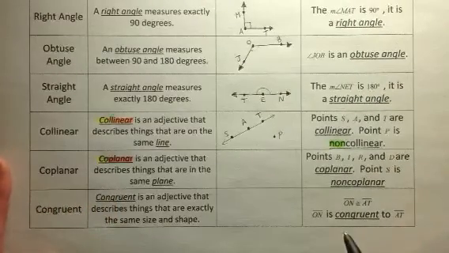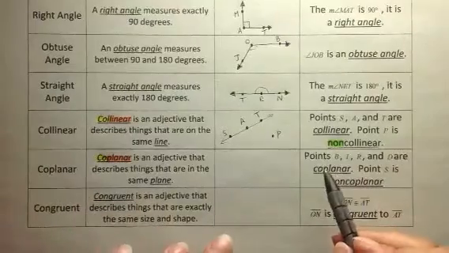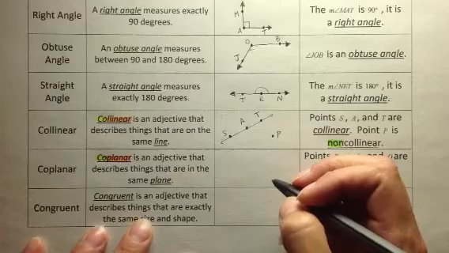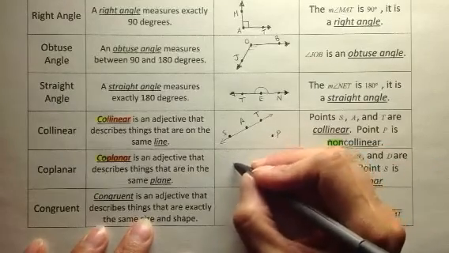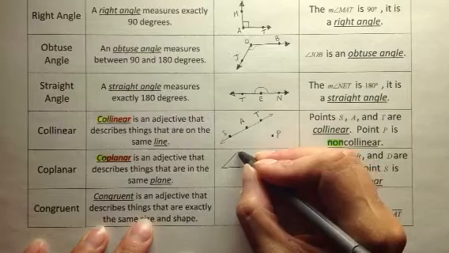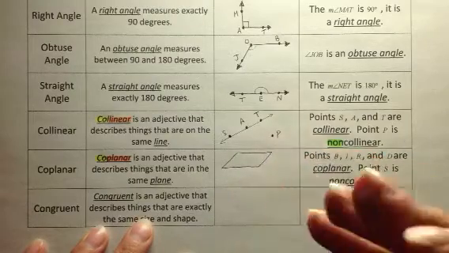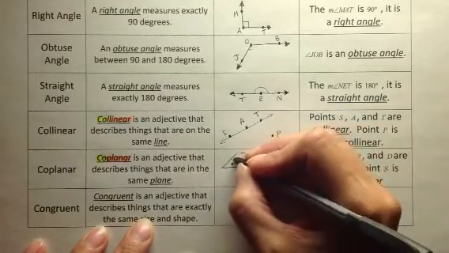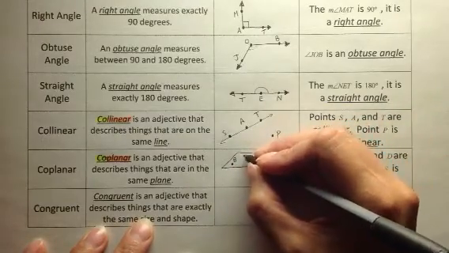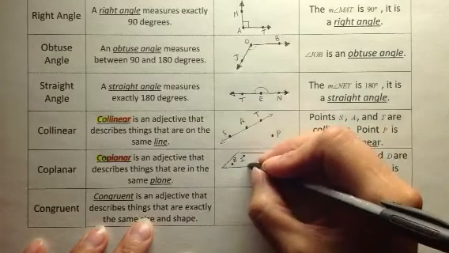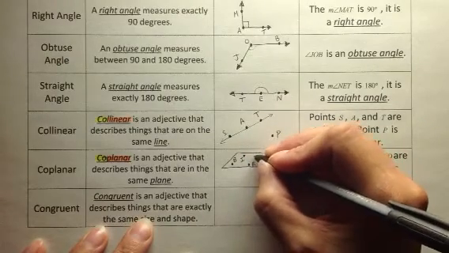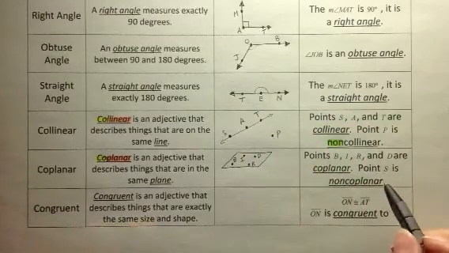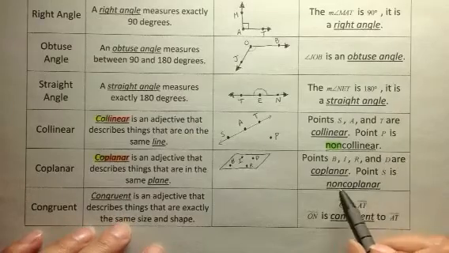Okay, and then over here I've got non-coplanar. So points B, I, R, and D are coplanar. So let's put those together on the same plane. So remember, a plane sometimes is depicted like a parallelogram. B, I, R, and D. Those are not collinear, but they are coplanar. And then my second sentence here says that point S is non-coplanar.